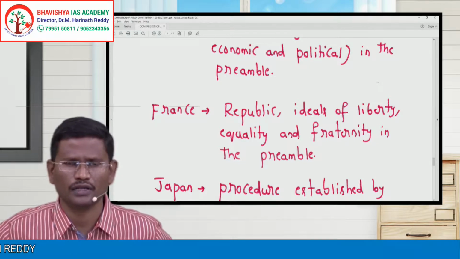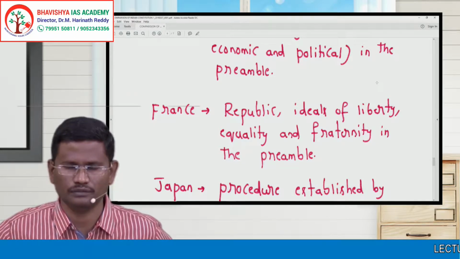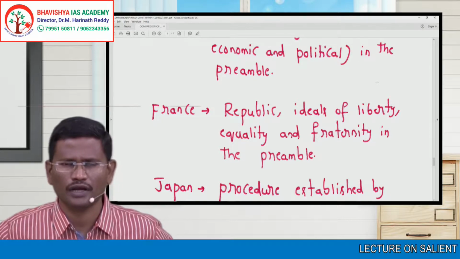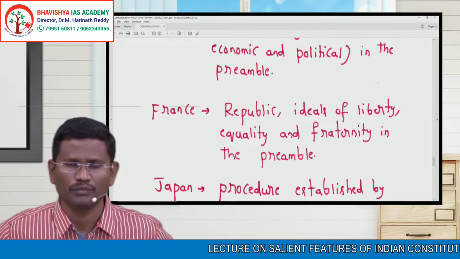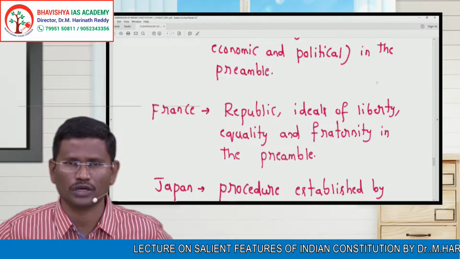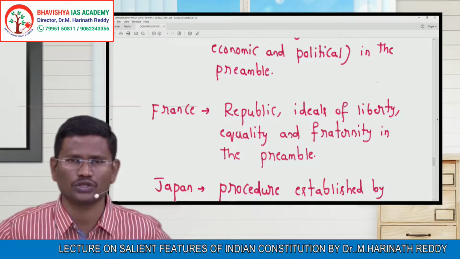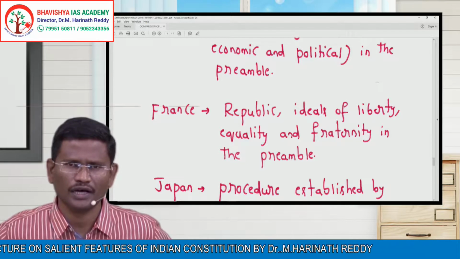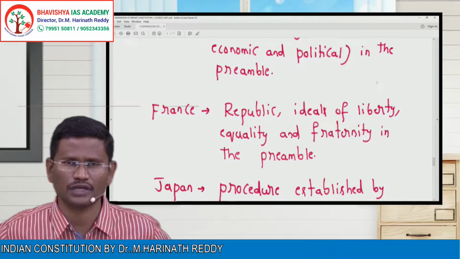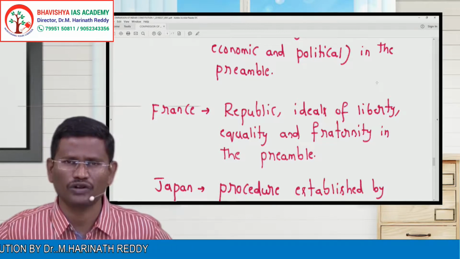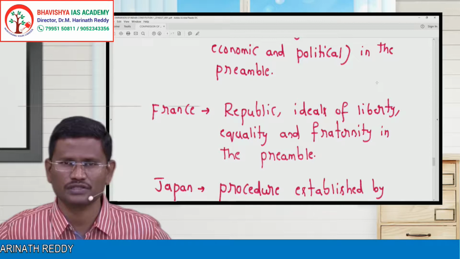On the contrary, in Britain, the head of the nation state is hereditary. So Britain is not a republic. Britain has constitutional monarchy. So this idea of a republican constitution where the head of the nation state is elected is borrowed from the French constitution. France is also a republic.